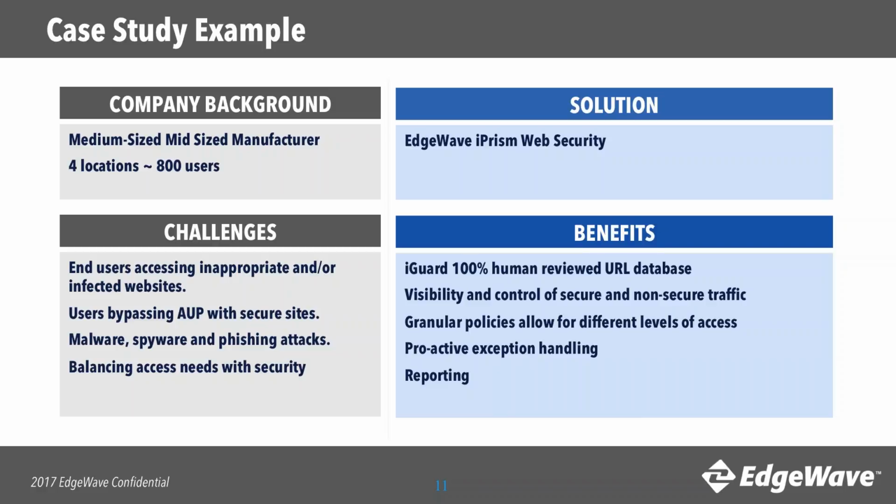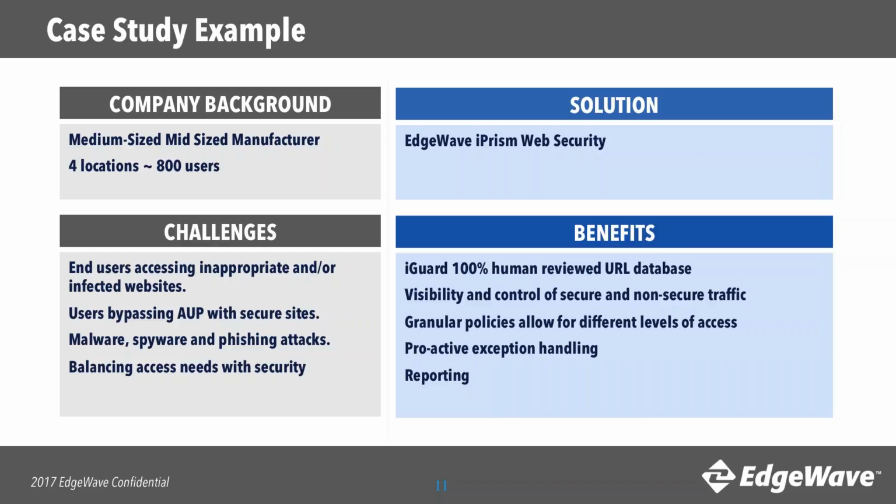They had issues with people going out to inappropriate or infected websites. People were bypassing their acceptable use policy with security tools or secure sites and anonymizers, things like that. They'd been hit with a few attacks with some malware, as well as a couple cases of crypto locker type attacks and ransomware. So they're really struggling with trying to balance their access needs with security because of their particular business. They did a lot of web activity and direct communications with customers over the web, things like that.